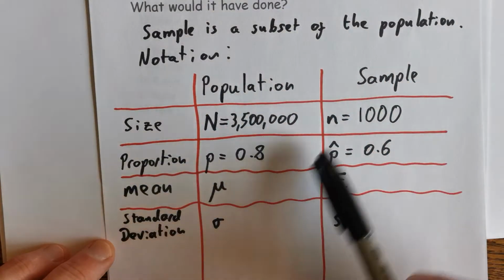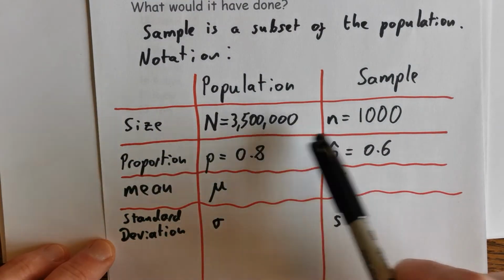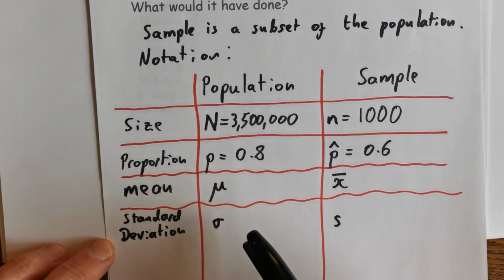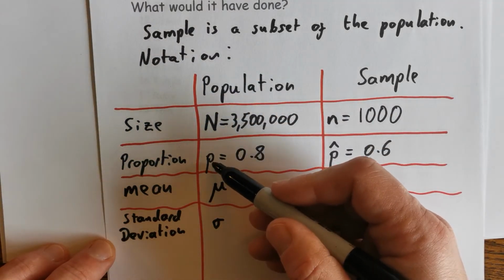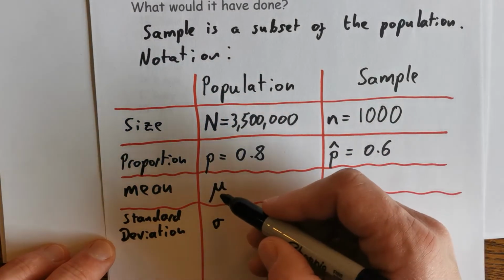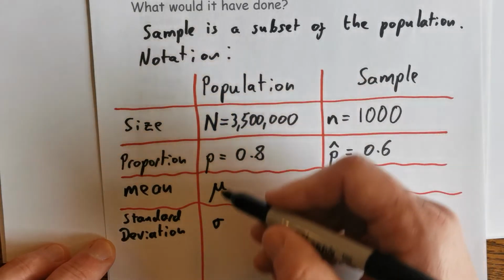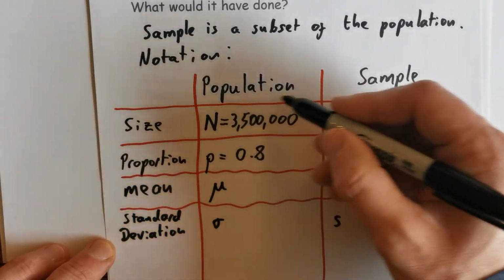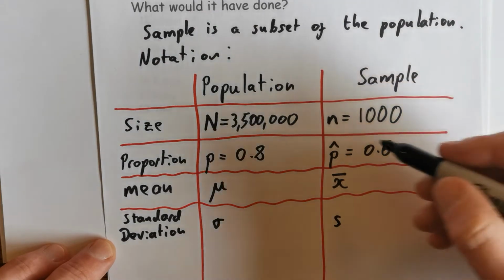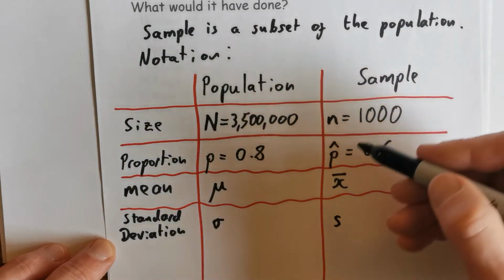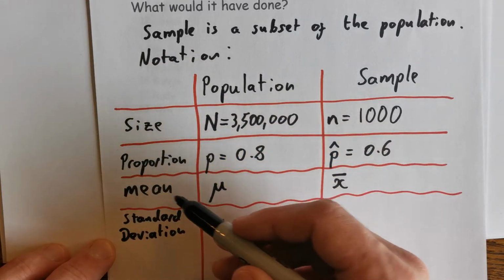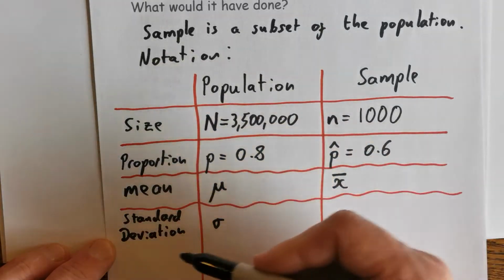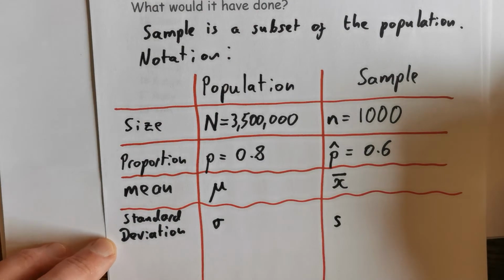These are important that we know and learn these little symbols, okay? Capital N is the size of a population. Little p is the proportion of the population. Mu is the mean of the population. Little sigma is the standard deviation of the population. Little n is the sample size. P hat is the sample proportion. X bar is the sample mean. S is the sample standard deviation. Okay?